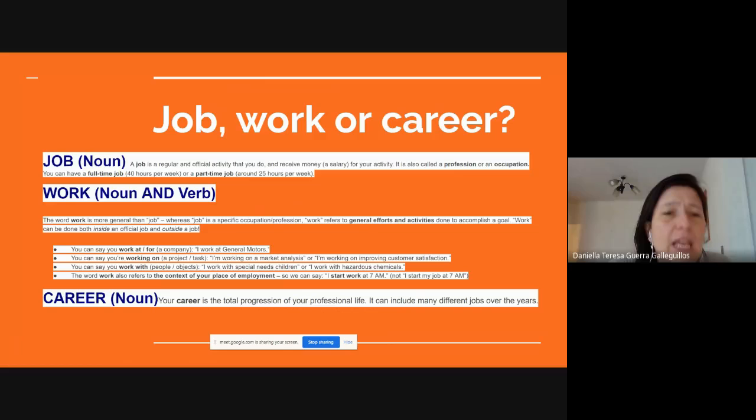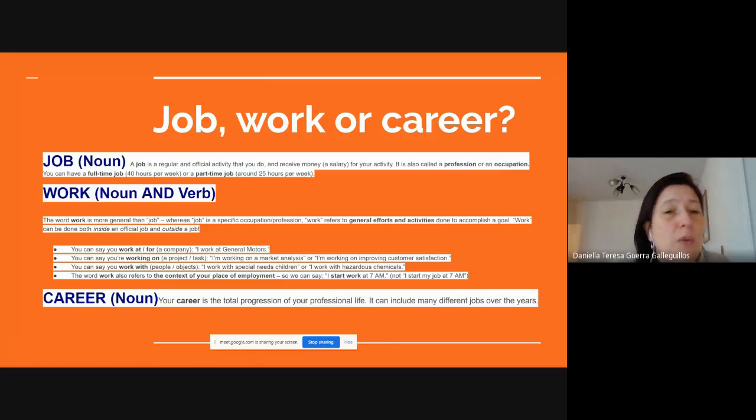You can say you're working on when you talk about a project or a task or something that is using your time. Like I'm working on a market analysis, or I'm working on improving customer satisfaction. So what you're working on, you say what action. And if it is an action, like in the second example, you use the verb with ing. I'm working on improving something. I'm working on making sales better.